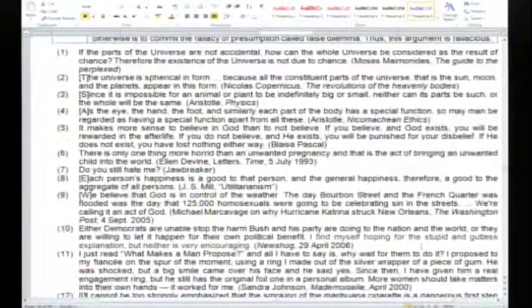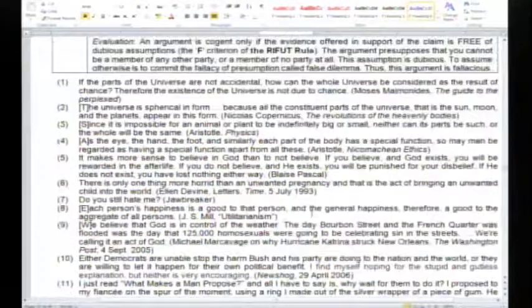So I've got 5 minutes left. How about number 2? The universe is spherical in form because all the constituent parts of the universe, that is the sun, the moon, and the planets, appear in this form.